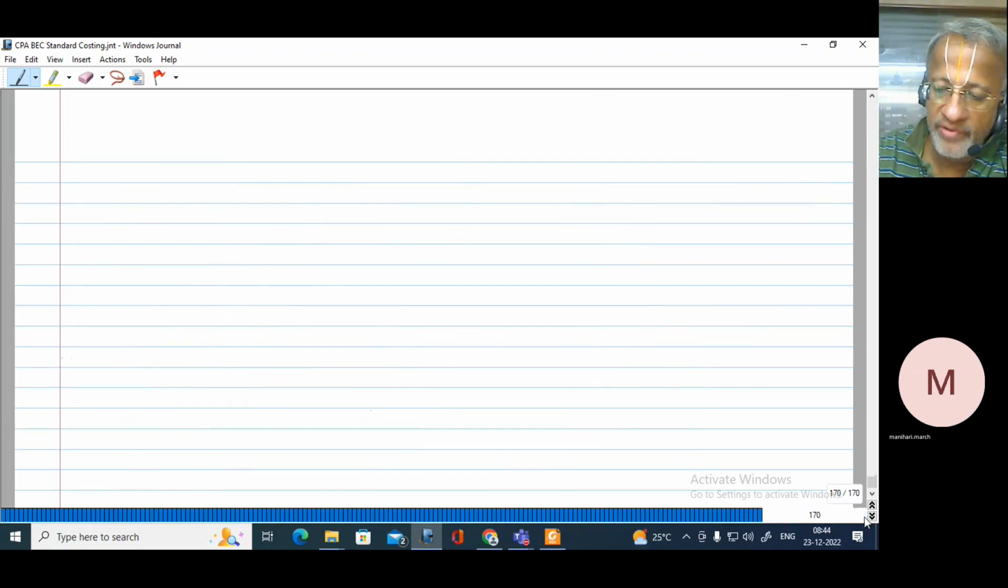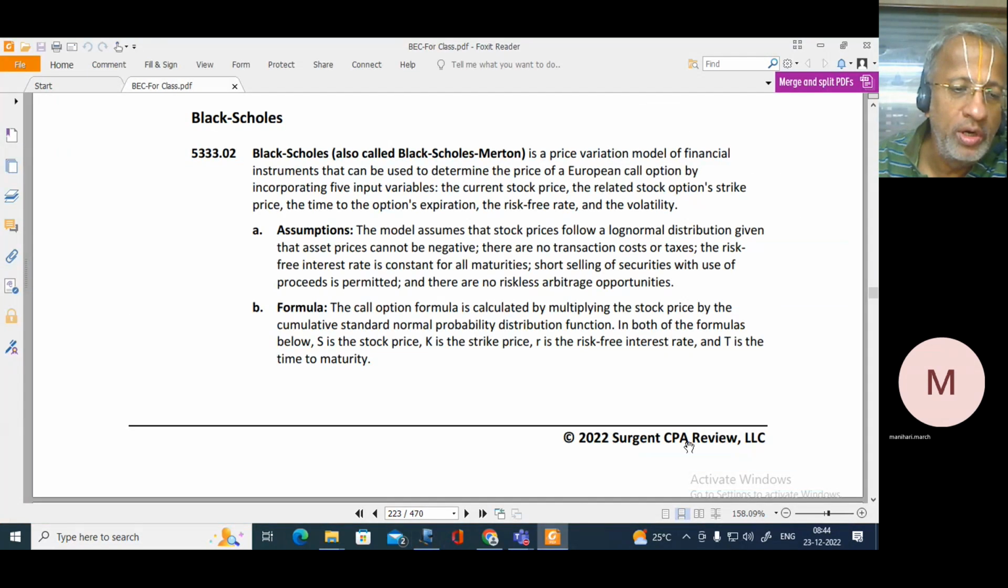See, we were referring in the last class to the Black-Scholes model. The Black-Scholes model is otherwise referred to as the Black-Scholes-Merton model. It's a price variation model of a financial instrument that can be used to determine the price of a European call option by incorporating 5 input variables: the stock price, strike price, timing of the option's expiration, risk-free rate, and volatility.